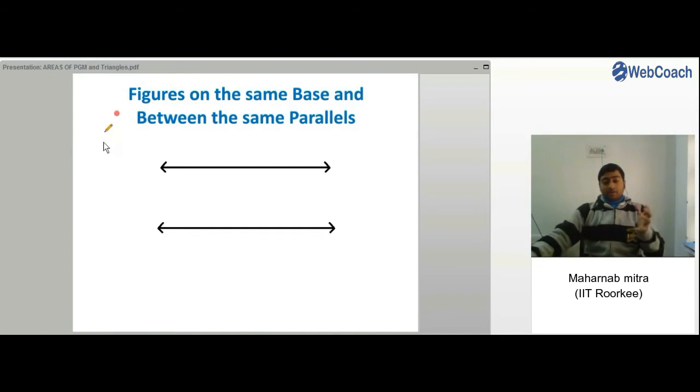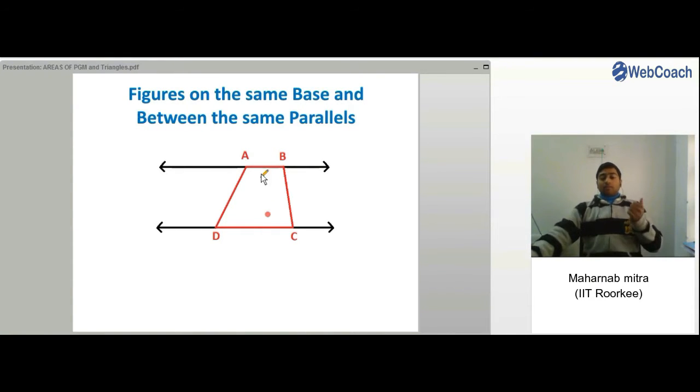So let us jump to our next topic: figures on the same base and between the same parallels. So here you can see we have drawn two parallel lines. So let us draw one closed figure. I have drawn a quadrilateral, which is obviously a trapezium. Two sides are parallel, AB and DC, right? So we have drawn a quadrilateral between two parallel lines, or we can say between two parallels.